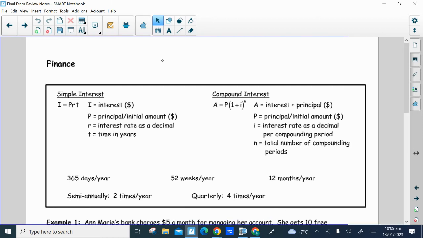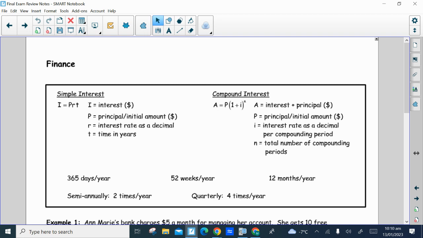Okay, so we're going to review finance. At the top there are all the formulas that we used in this chapter. If we're talking about simple interest, the interest is calculated only once at the end. So you just have to do one calculation using the principal times rate times time formula. The rate must be written as a decimal, and the time is time in years.